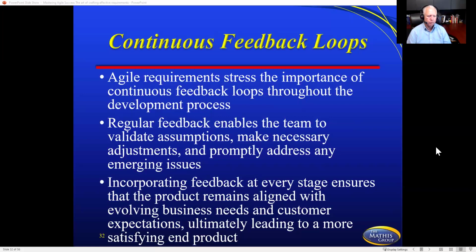So Agile requirements stress the importance of continuous feedback. Continuous feedback with who? Well, you've got your team and the product owner for sure, but you've actually got the customer sitting there, and continuous feedback from them. So regular feedback allows you to make those corrections and to be a little bit more spot on with what the customer wants.